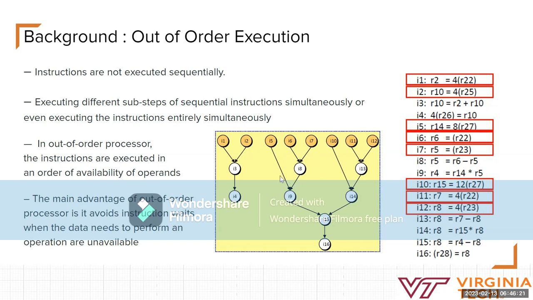This diagram is a brief overview: if all of these instructions marked in the red boxes are executed simultaneously, then in the first layer we get these independent instructions, then the instructions that depend on those, and then the other codependent instructions. The main advantage of an out-of-order processor is that it avoids instruction wait time, even when we have the hardware resources. So out-of-order instructions are executed based on the availability of their operands.